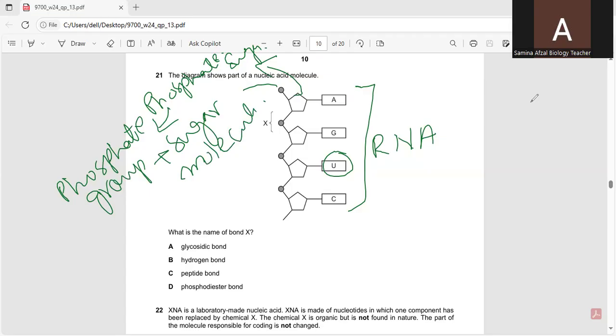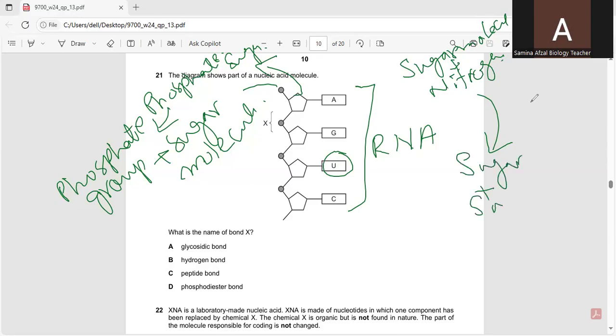So you can see from the first option, glycosidic bond. Students, you know, the glycosidic bond is formed between a nitrogen base and a sugar molecule. Secondly, the glycosidic bond is formed between two sugar molecules to form disaccharides or polysaccharide molecules. So glycosidic bond cannot fit over here.